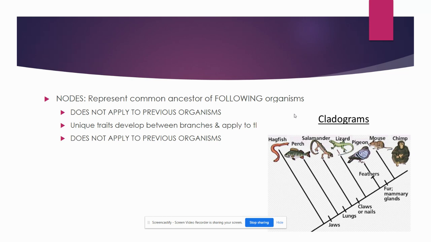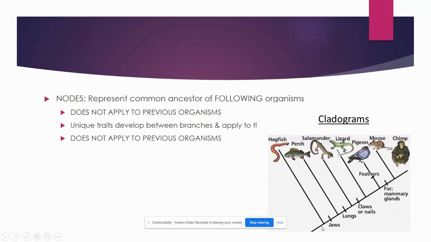So here is a cladogram, and this is showing an evolutionary relationship between all of these organisms, from a hagfish all the way to a chimpanzee. Down here in this area, we would call this the LUCA, L-U-C-A, the last universal common ancestor. You need to write that down, LUCA. So this is like the very first organism, and then we see how the chimpanzee has evolved from the LUCA.